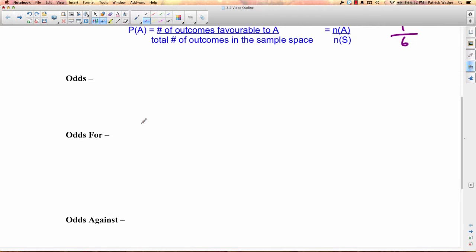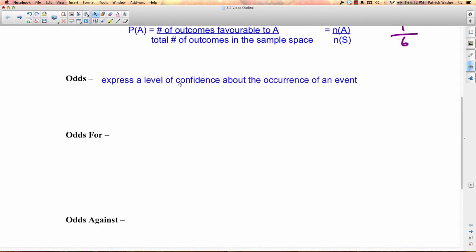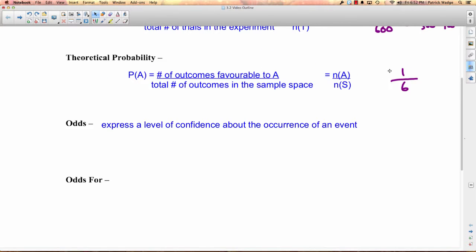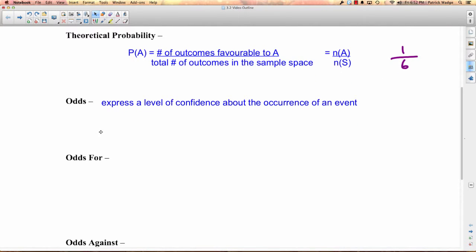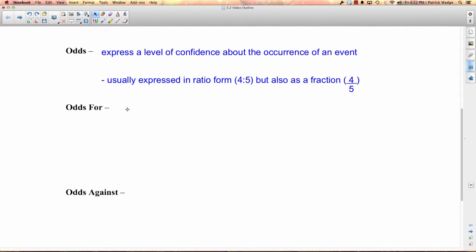All right, at long last we get to odds. And odds express a level of confidence about the occurrence of an event. So it's how confident you can be about something happening. The odds of a 2 showing up on a die are, and you're probably saying to yourself, well, we already did that, it's 1 over 6. But that's actually not the odds of a 2 showing up. I'll tell you what it is in just a second. It's usually expressed in ratio form, like 4 to 5, but you could also express it as a fraction, like 4 over 5.